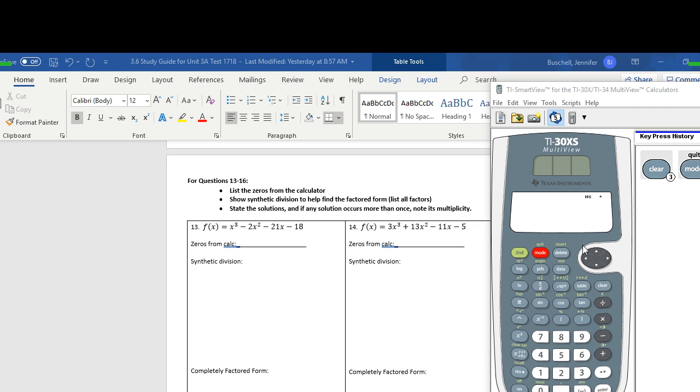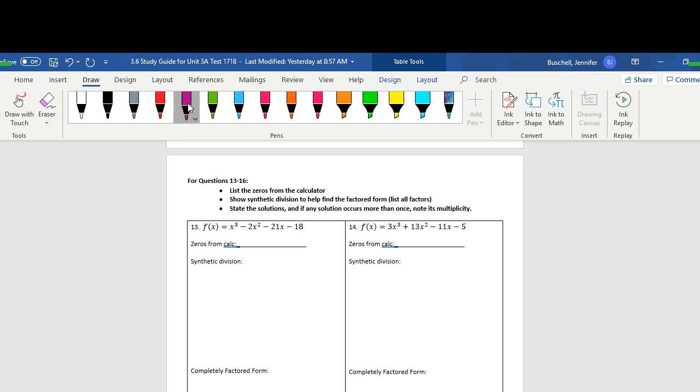All right, let's look at 13 and 14. I'm given these two polynomial functions, and they want me to completely factor them, but then also determine the solutions. So I have f of x equals x cubed minus 2x squared minus 21x minus 18. The first thing I notice is that the degree of this function is 3. So that means I need 3 solutions, 3 factors.